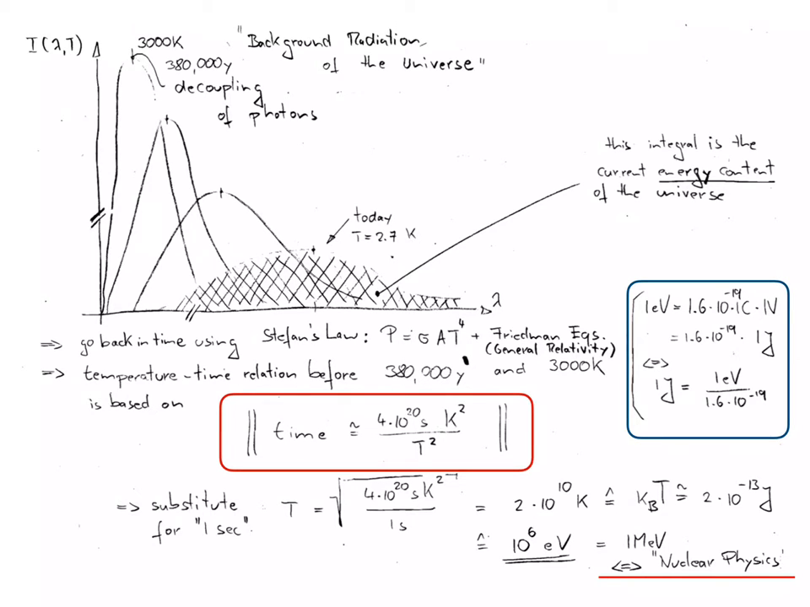Because of its importance, the conversion from joules into electron volts is illustrated inside the blue frame. 1 electron volt is equal to 1.6 times 10 to the minus 19 times 1 coulomb times 1 volt, which is equal to 1.6 times 10 to the minus 19 times 1 joule. Rearranging gives us that 1 joule is equal to 1 electron volt divided by 1.6 times 10 to the minus 19, which is the conversion formula.